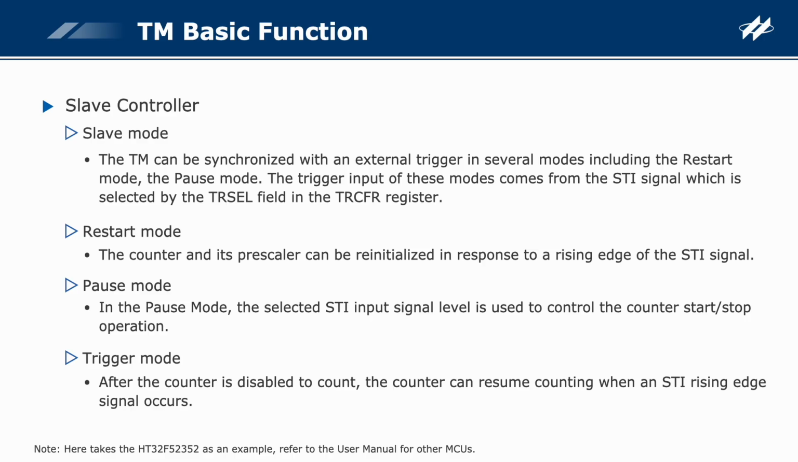In the trigger mode, after the counter is disabled to count, the counter can resume counting when an STI rising edge signal occurs. Note that if the STI signal is selected to be derived from the UEVG bit software trigger, the counter will not resume counting. When software triggering using the UEVG bit is selected as the STI source signal, there will be no clock pulse generated which can be used to make the counter resume counting.